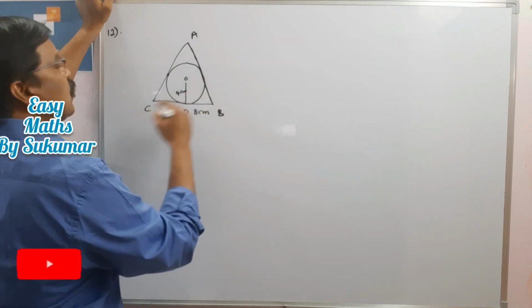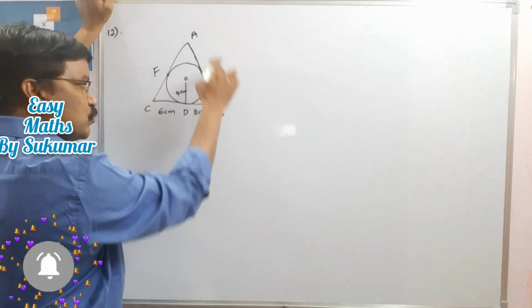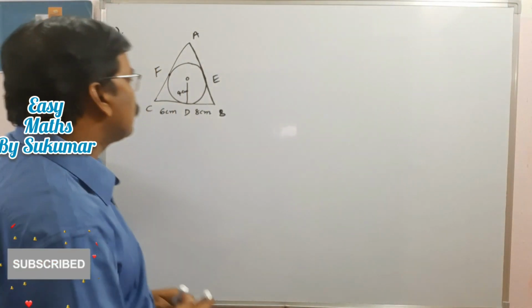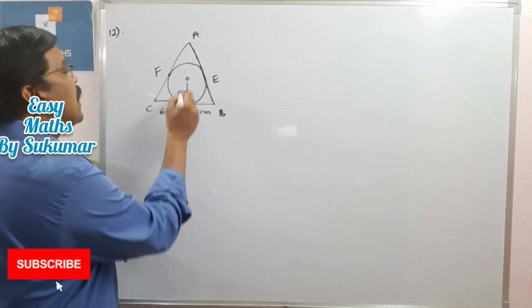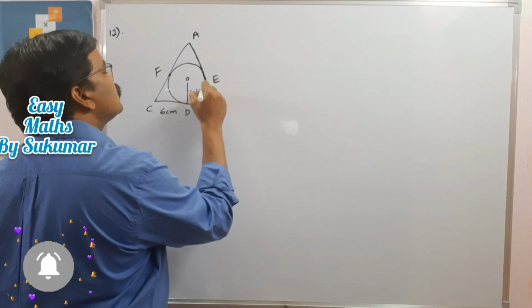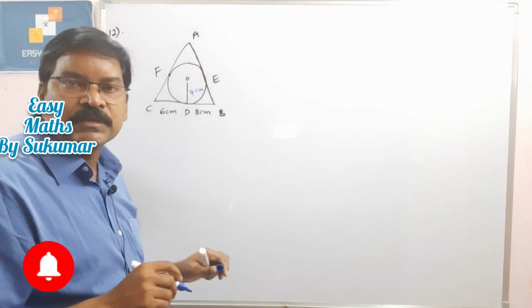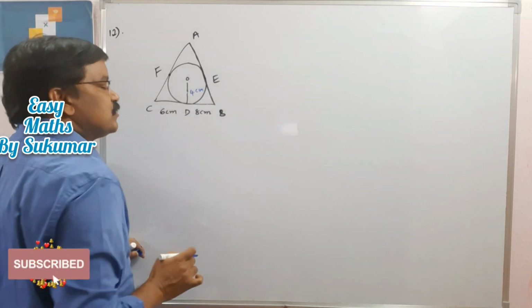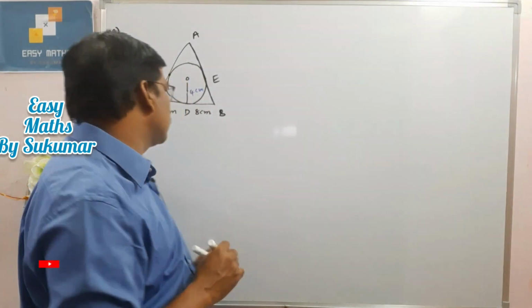Let the points of contact be E and F. We should find the lengths of the sides AB and AC here. The only clue given here is that the radius of the circle is 4 centimeters, and this OD divides side CB into two parts of 6 centimeters and 8 centimeters respectively. That means CD and DB are equal to 6 and 8 centimeters respectively.